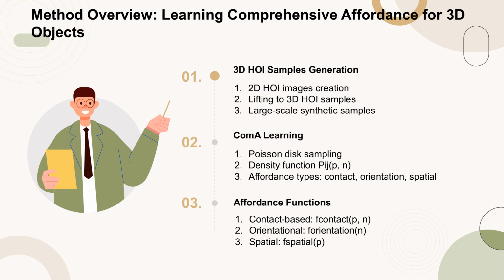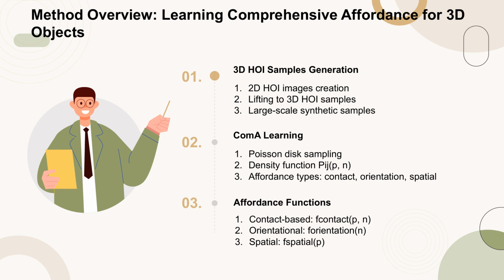The method for learning comprehensive affordance, ComA, for 3D objects involves generating 3D human-object interaction, HOI, samples from 2D HOI images. These images are initially created and then lifted into 3D, resulting in large-scale synthetic samples. The learning of ComA is achieved through Poisson disk sampling to select 3D surface points and mesh vertices. A density function Pn is used to represent the joint probability of relative position and orientation.